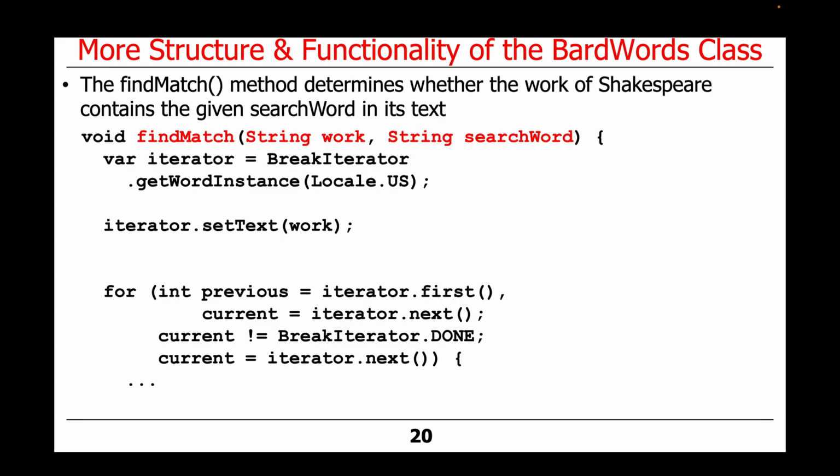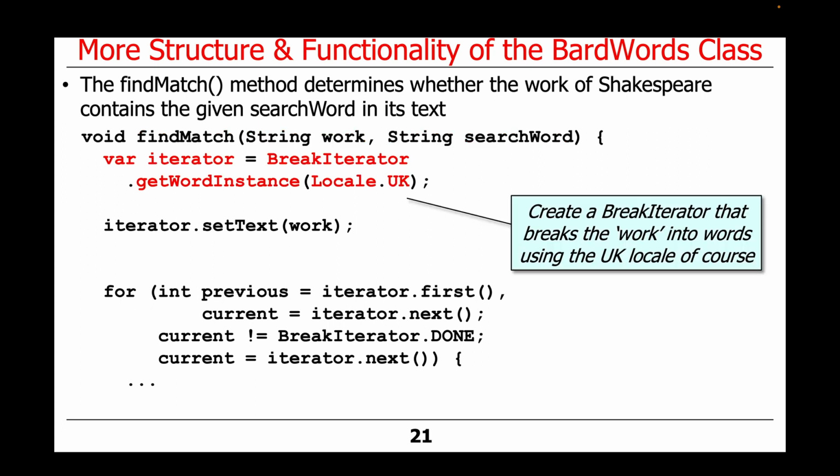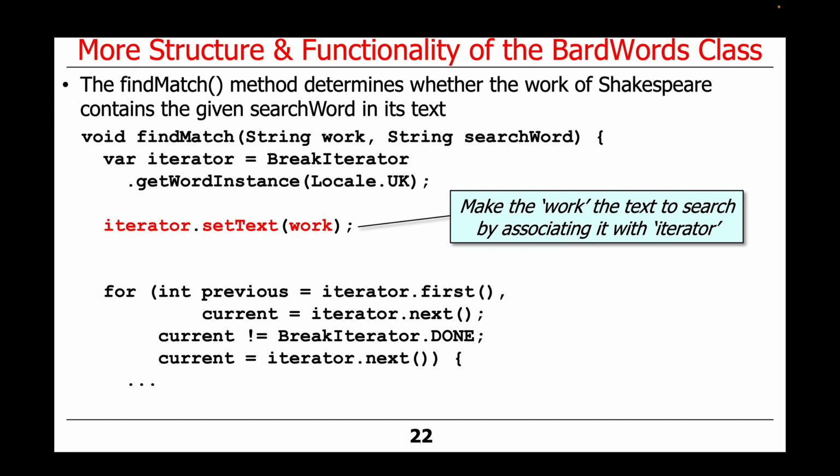The findMatch method determines whether the work of Shakespeare passed as a parameter contains the given search word in its text, where the search word, of course, is also passed as a parameter. This method begins by creating a BreakIterator that breaks the work into words, using the UK locale, of course, since we're dealing with the Bard of Avon, who's English. findMatch next makes the work the text to search by associating it with the BreakIterator that we just created.